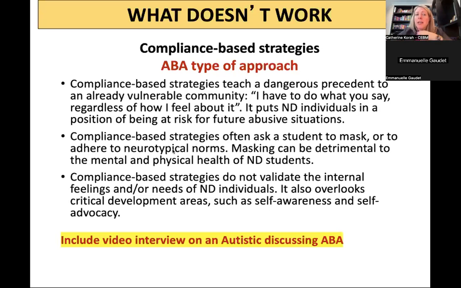The other issue in terms of a compliance-based strategy is that we are forcing, maybe not consciously, but we are forcing the student to mask and to adhere to a neurotypical norm. And this can be detrimental to the child's mental health and physical health as well.